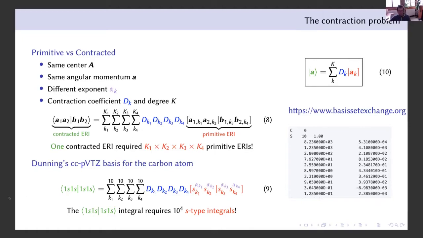So what it means is that if you want to compute the 1s 1s 1s 1s ERI in the carbon atom, you need to compute all those integrals over here. There are 10 to the power of 4 S-type primitive integrals to compute. So what does it mean? It means that you need to be able to compute that very, very efficiently, because for one contracted integral, you have to compute 10 to the 4 primitive ones. That's something that is usually not said, but it's very important.